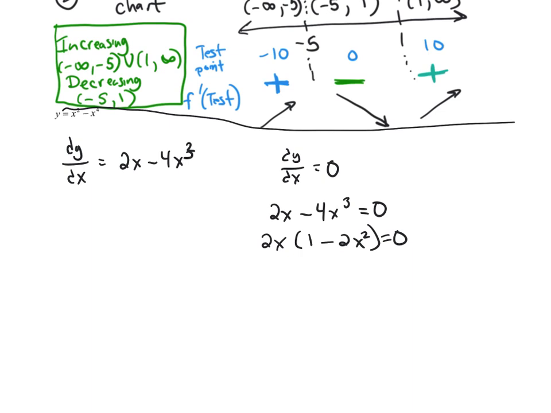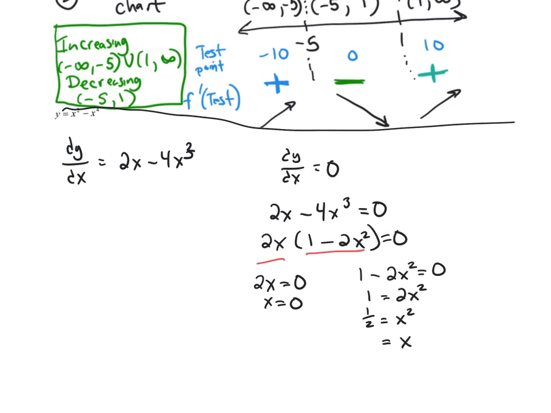And so I also want to talk about this factor and this factor now. If I take 2x and set it equal to 0, x is certainly 0. If I take 1 minus 2x squared equal to 0, a little trickier, I'll add 2x squared to both sides and divide by 2. So x is going to be plus or minus the square root of 1/2, because remember, when you take your square root, you have the plus or minus. So we have 3 critical values now: 0 and plus and minus the square root of 1/2.